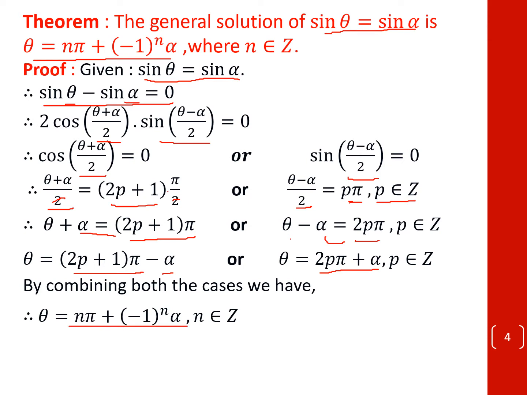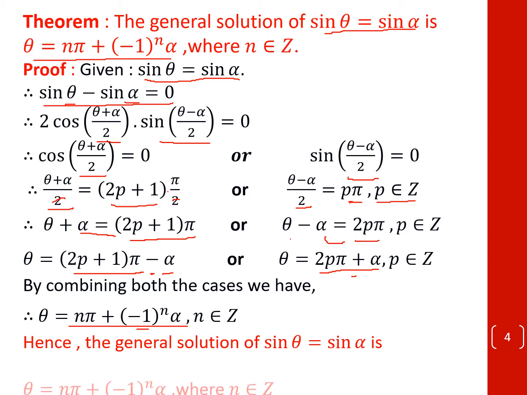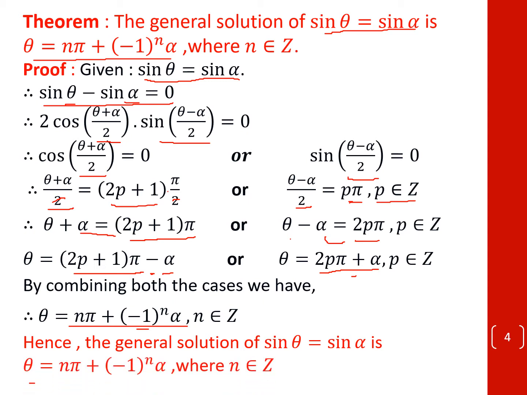See students, here alpha has sign minus, plus, so alternate plus minus sign. So we will combine it as minus 1 raised to n alpha, where n belongs to Z. Hence, the general solution of sin theta is equal to sin alpha is theta is equal to n pi plus minus 1 raised to n alpha, where n belongs to Z. See students, we need this result while solving examples. And also, students, we can prove this theorem by another method also.